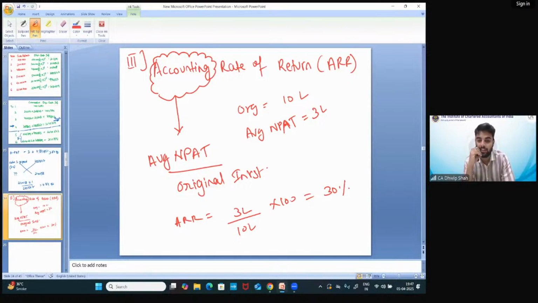This is how you interpret this. Are you following? My original investment was 10 lakh in the business and my average net profit across the years was 3 lakh. I want average profit of 3 lakh per year. So my accounting rate of return from the project is 30%. Are you following this? Are you getting this?